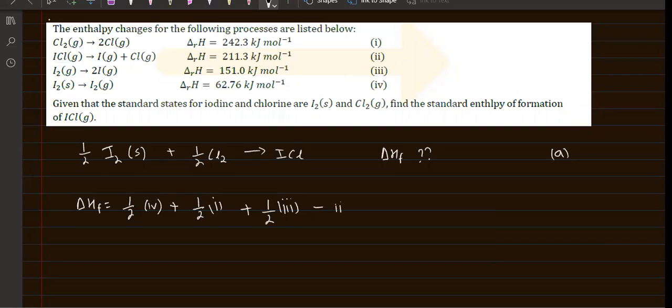Got it, everyone? Tell me, got this? Yes or no? Okay, everyone. So just add this, you will get the answer. I hope all of you got this. Right? This is a basic application of Hess law.